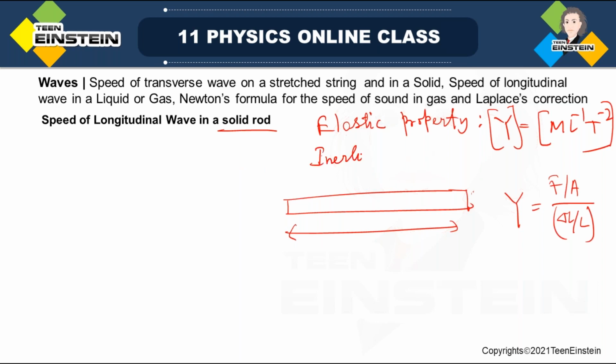So the inertial part is again taken care of by the density. Density means ML to the power minus 3. So, similar, the same story.